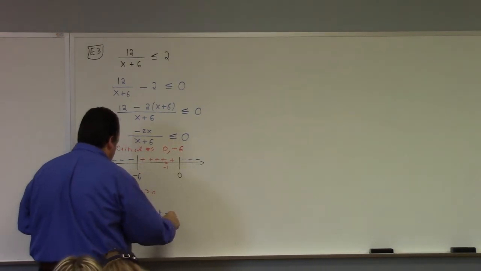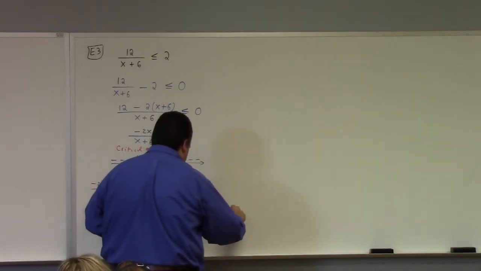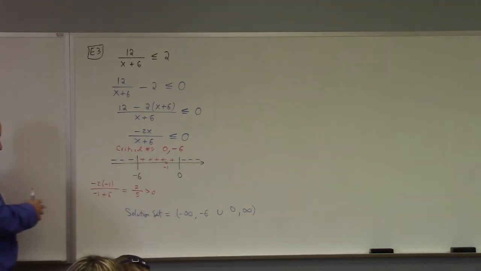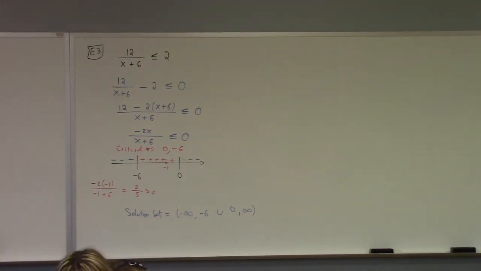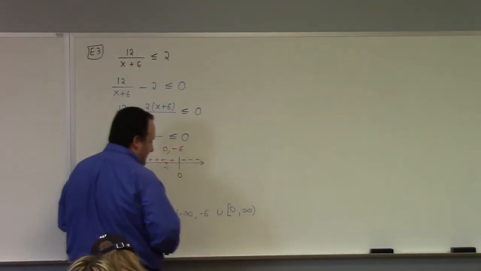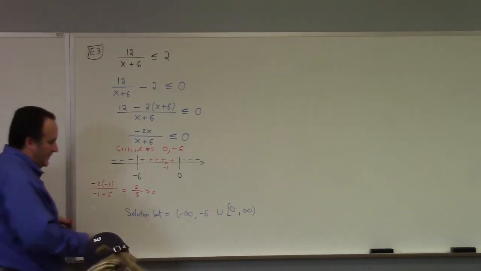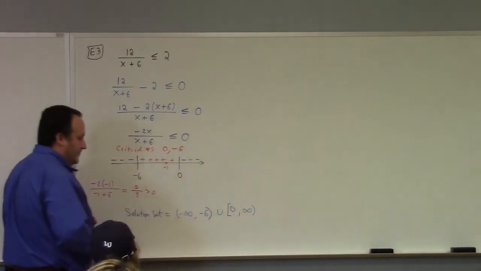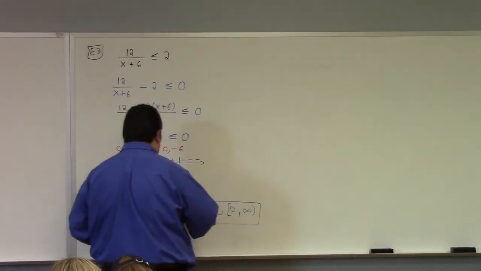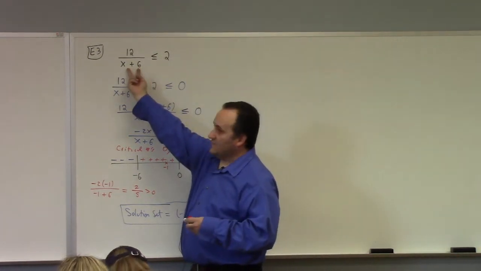Solution set. Minus infinity to minus 6, unioned with 0 to positive infinity. Now, which one do I include? Which one do I exclude here? We include 0 because that gives us 0 in the numerator, because there's an x in the numerator. We exclude minus 6 because x plus 6 is in the denominator. All right? There you go. Why did you exclude negative 6? I excluded negative 6 because if we plug negative 6 into this, we get division by 0 here.